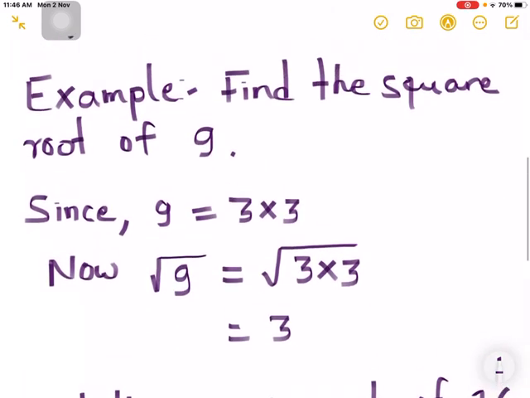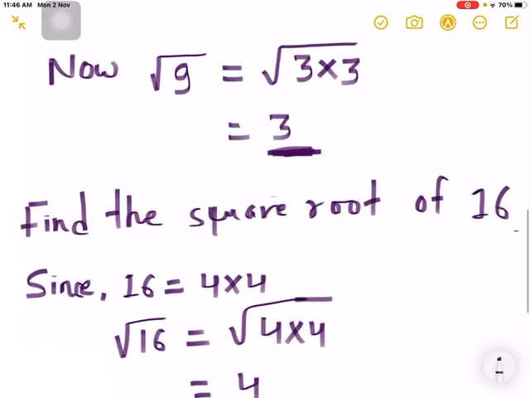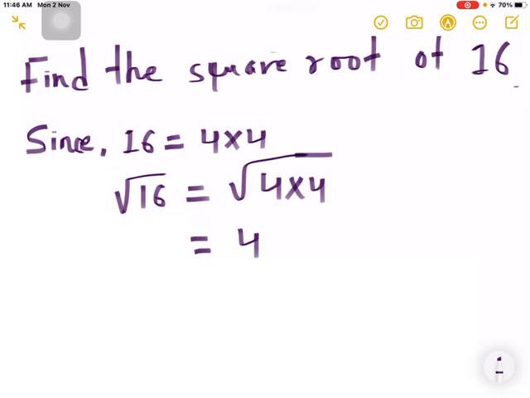Here you can see 9. We have to find out the square root of 9. The square root of 9 means the number which when multiplied by itself will produce the given number, meaning 3 into 3 will give 9. So the square root of 9 is 3. Understood, everyone? Here the square root of 16 is 4.